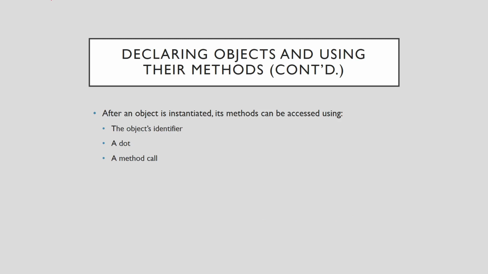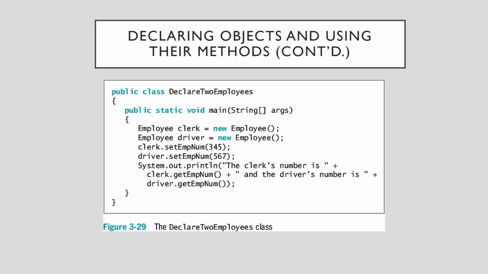And to use the method for accessing the public members, the dot operator will be used. The dot operator will be used to access the methods of the class, just like this one. There are two instances being created of class employee, clerk and driver. So clerk and driver will be used accordingly, for any instance of this class.